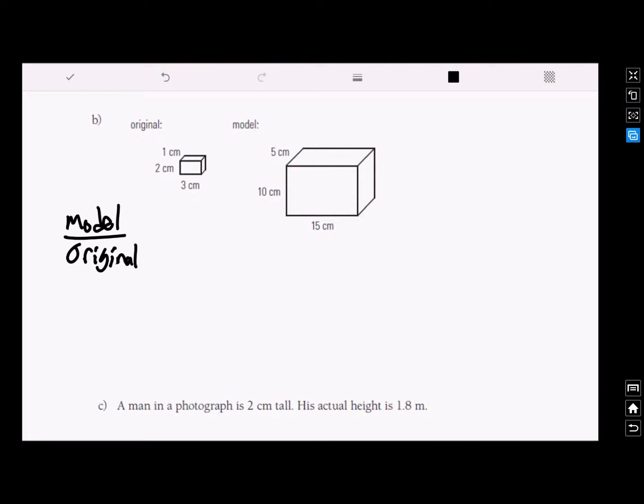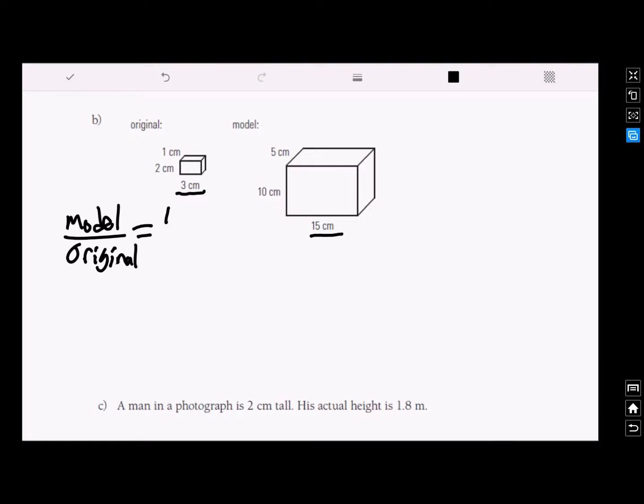So all you need to do is pick one side and then the corresponding side in the other picture. So let's say I pick 3. So I'll pick the 3 side in the original. That 3 side corresponds to the 15 in the model. Because if you look at the original, 1 is the shortest side, 2's the middle length, 3's the longest side. On the model, we have 5, 10, 15. 5 is the shortest, 10 is the middle, 15 is the longest. So if 3 centimeters is the longest side in the original, that'll correspond to the longest side in the model, which happens to be 15.